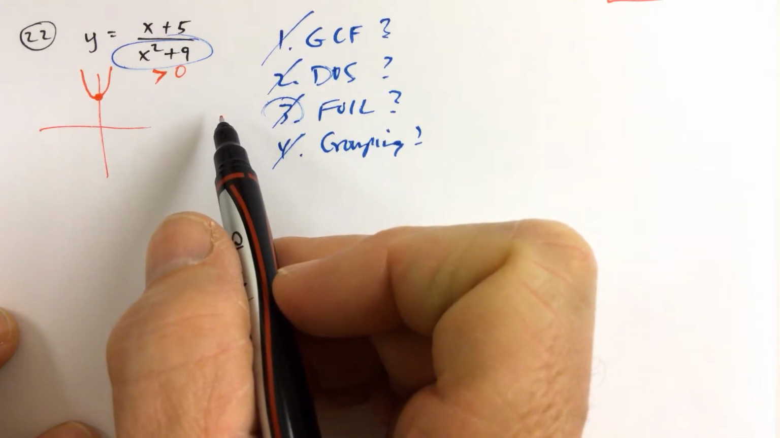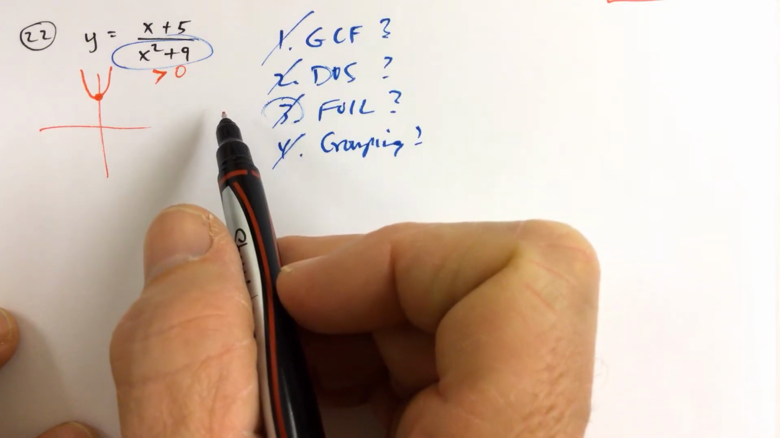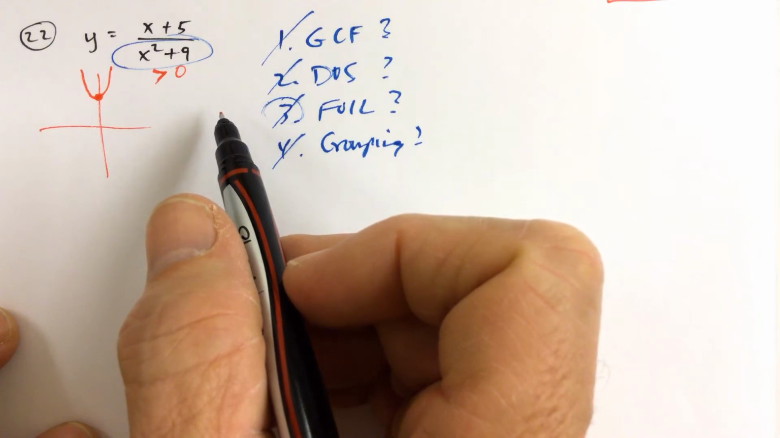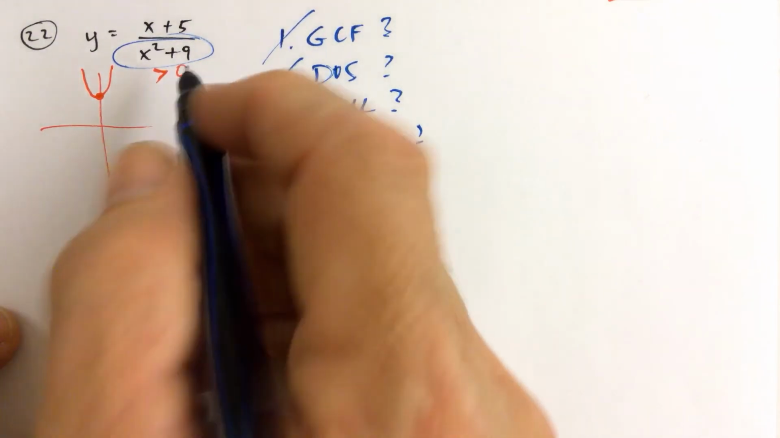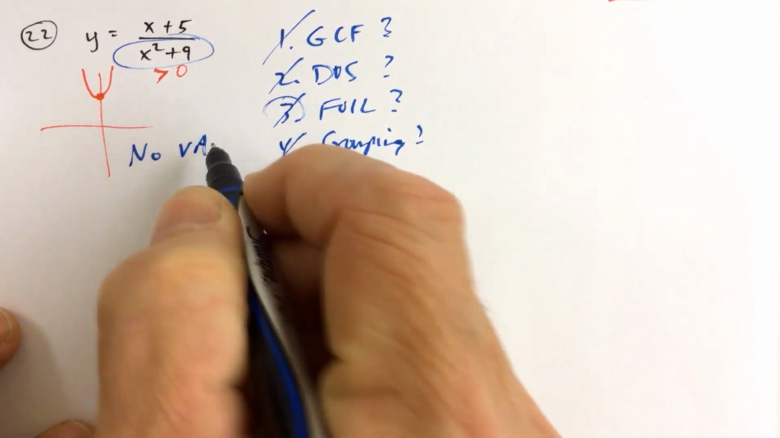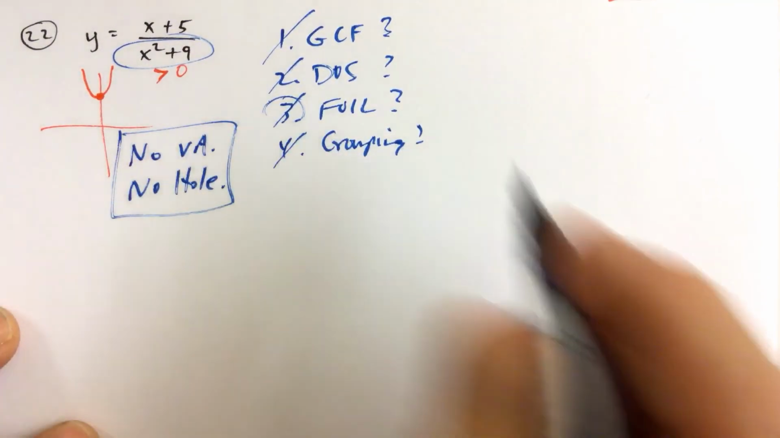Therefore, if we don't have any discontinuities, we can't have a non-removable or a removable discontinuity, and we need a non-removable one to get a vertical asymptote. So if we don't have one of those, we don't have a vertical asymptote. And if we don't have a removable discontinuity, then we can't have a hole. So we have no vertical asymptote and no hole. Really, really a good problem to know how to do.